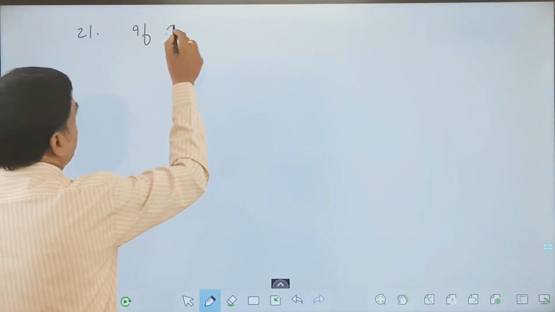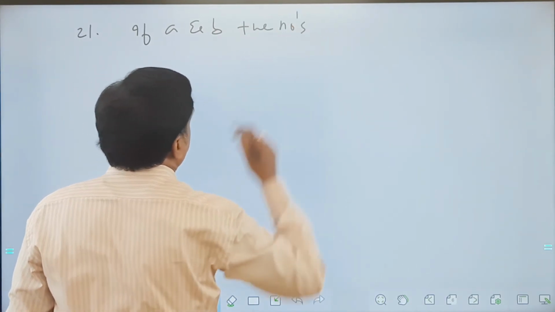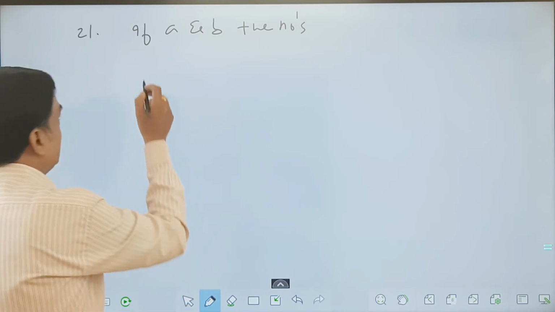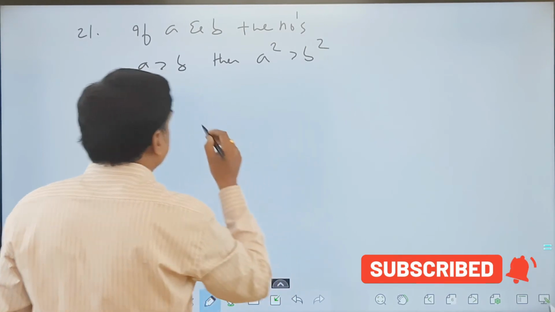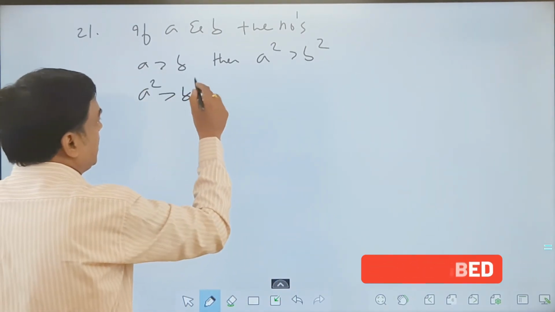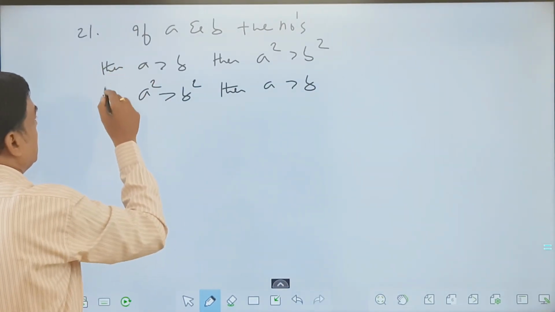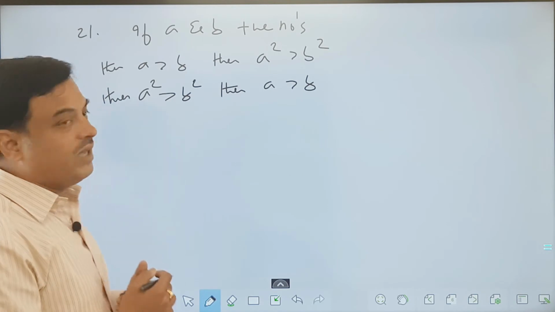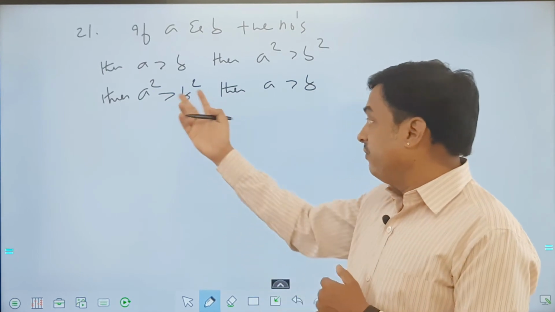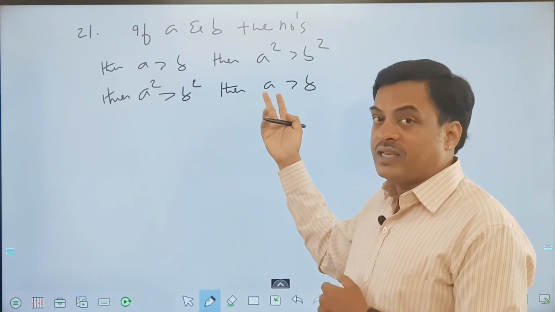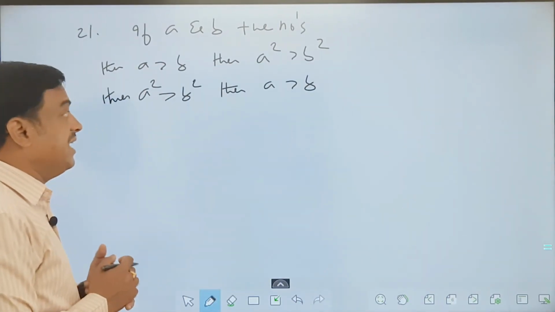Okay, now if I take A and B as positive numbers, then A greater than B, we can definitely say A square will be greater than B square. If A square is greater than B square, then we can say A is greater than B. So these two I can take here if the numbers are positive, my friends. If A and B are positive, squaring on both sides, the inequality will be the same. And if the numbers are given as squares and you take the square root of them, again the numbers will have the same inequality, no change in inequality.